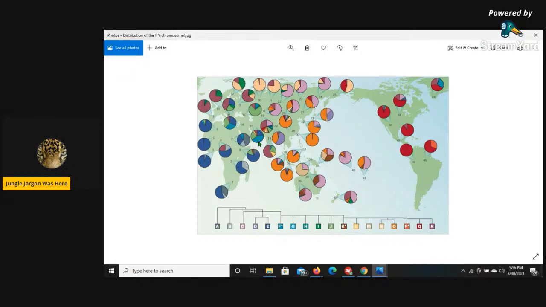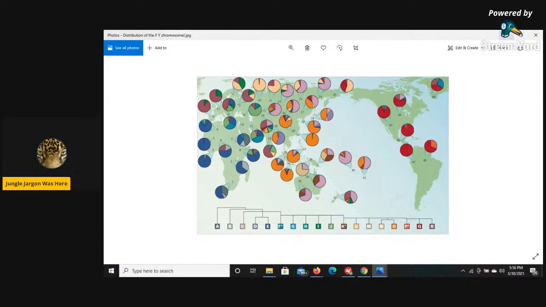Look at this pie chart from this area right here, and look at the amount of F that's in that location right there. Almost half of the population in that area is an F, and that happens to be Elam. So that's how I was able to identify the Elamites as being the FY chromosome.